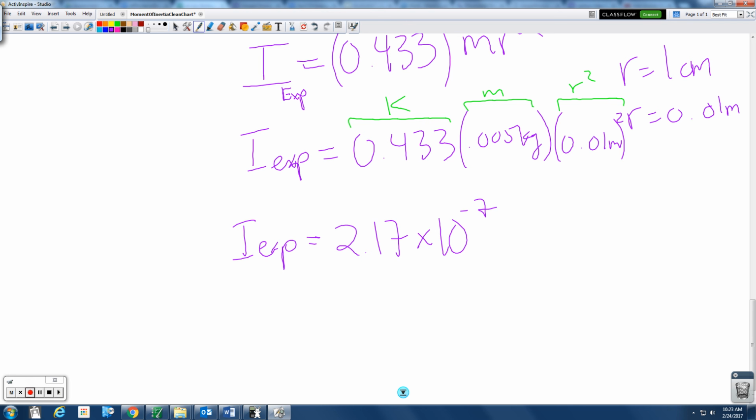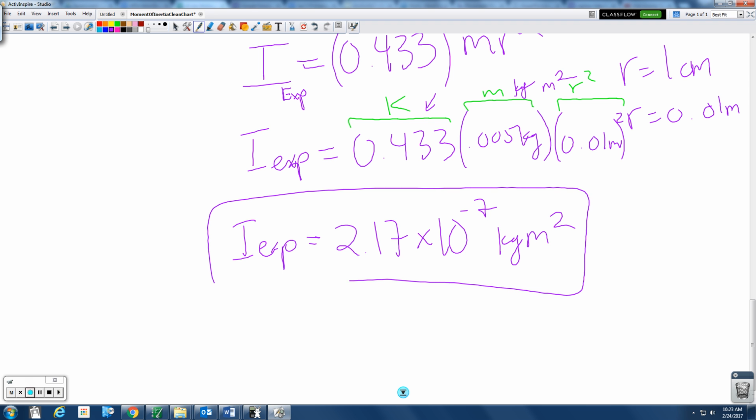What units do I have for moment of inertia? I have a dimensionless quantity here. That's just a fraction of them. Kilogram meters squared. So that would be something I would place in the conclusion right there.